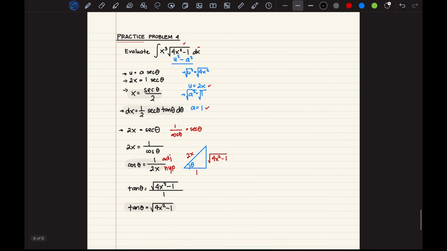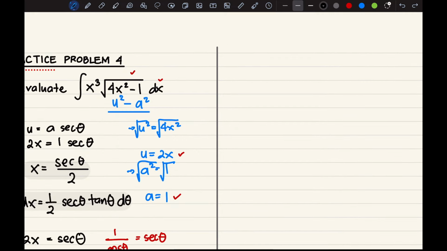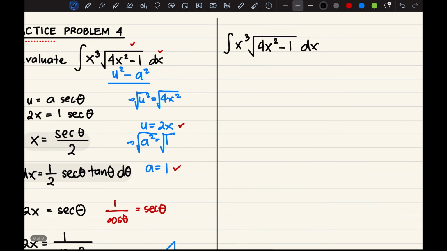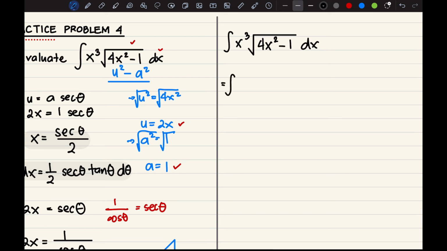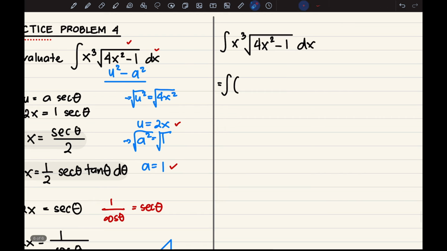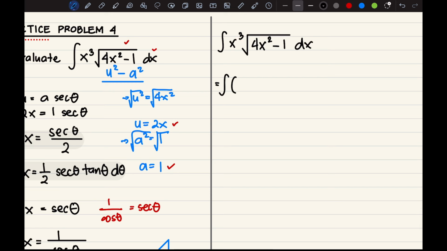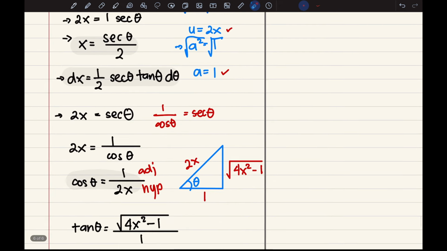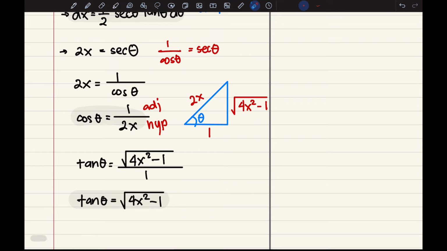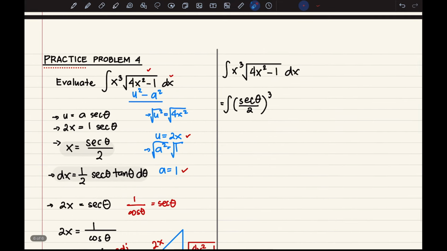So having determined all the substitutions required for this particular problem, let us now try to solve for the integral. So we have this equation. And then substituting the corresponding values of x. So we have x is equal to secant theta all over 2. So we substitute x in this equation, and then square root of 4x squared minus 1 is equal to tangent theta. So we write here tangent theta.